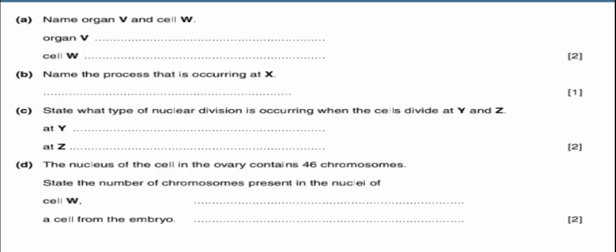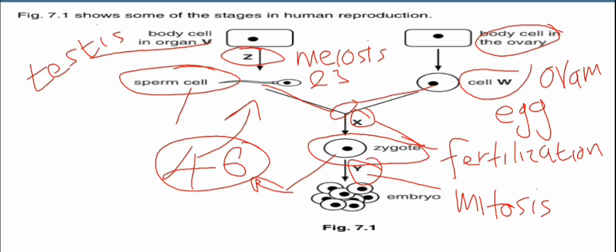Then as for D, it is saying the nucleus of the cell in the ovary contains 46 chromosomes. State the number of chromosomes present in the nuclei of cell W, a cell from the embryo. So let's see cell W. Cell W is the ovum. The ovum and the sperm contain the same number of chromosomes, meaning even the ovum is going to contain 23 chromosomes. But the zygote is going to contain 46 chromosomes.